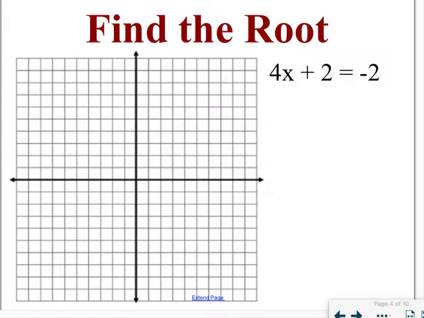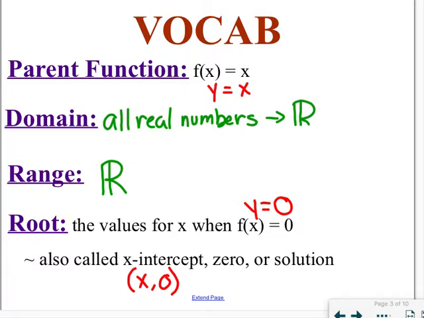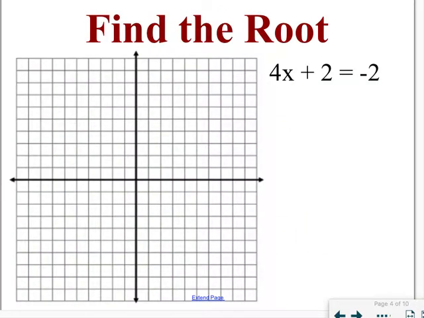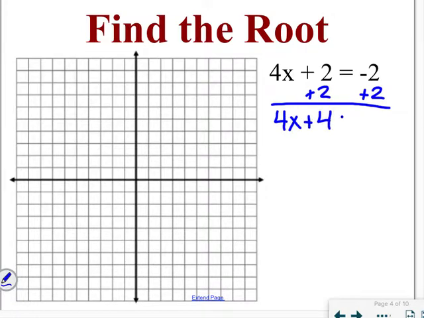So, to find the root graphically, the first thing we need to do is get the equation set equal to 0. Again, as it said, the f of x has to equal 0, so we have to get our equation to equal 0. One quick step to do that: add 2 to both sides, and we end up with 4x plus 4 is equal to 0. What that 0 tells us is that we are looking at that x-axis right there. So we're looking at that middle line.